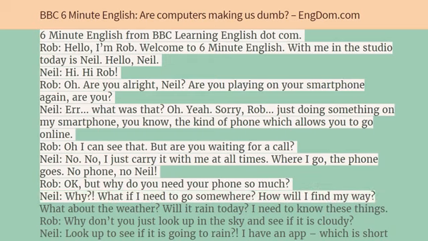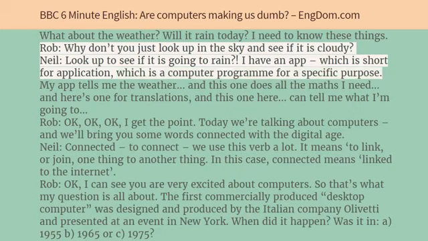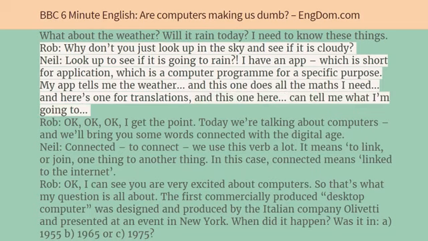Why? What if I need to go somewhere? How will I find my way? What about the weather? Will it rain today? I need to know these things. Why don't you just look up in the sky and see if it's cloudy? Look up to see if it's going to rain? I have an app, which is short for application, which is a computer program for a specific purpose. My app tells me the weather, and this one does all the maths I need. And here's one for translations, and this one here can tell me what I'm going to have to do. Okay, I get the point.